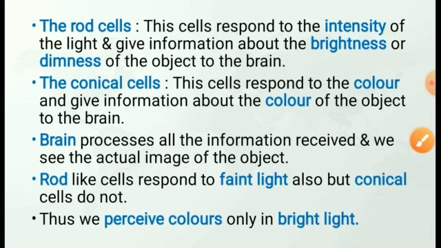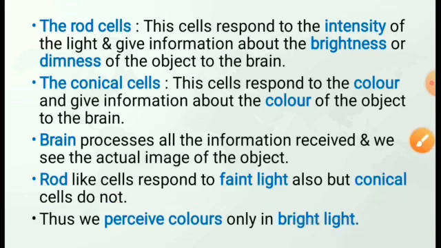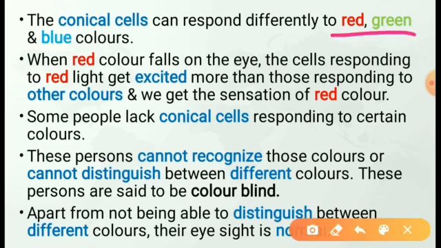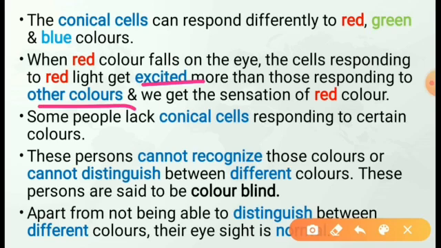Rod-like cells respond to faint light also, but conical cells do not. Thus we perceive colors only in bright light. The conical cells can respond differently to red, green and blue colors. When red color falls on the eye, the cells responding to the red light get excited more than those responding to other colors and we get the sensation of red color.